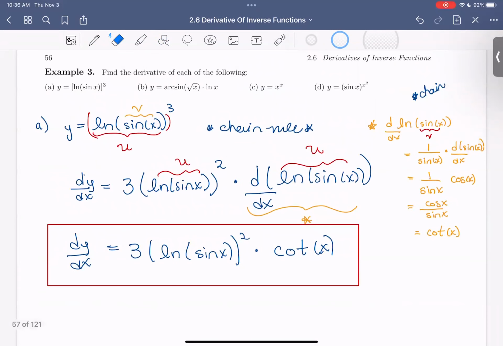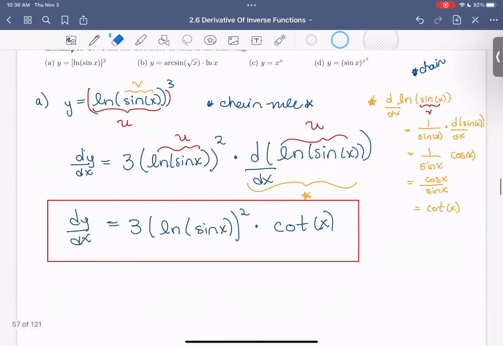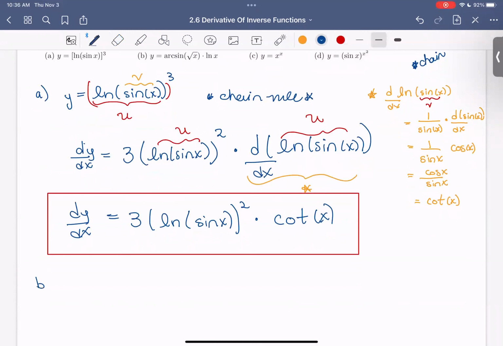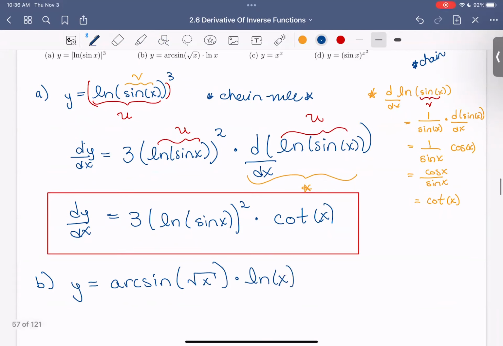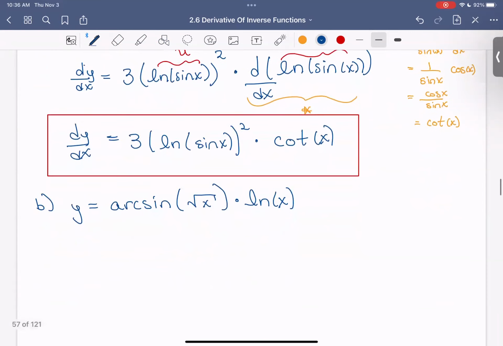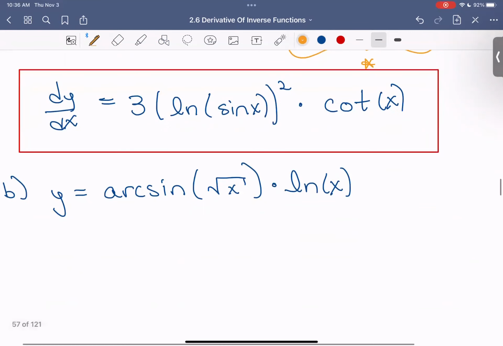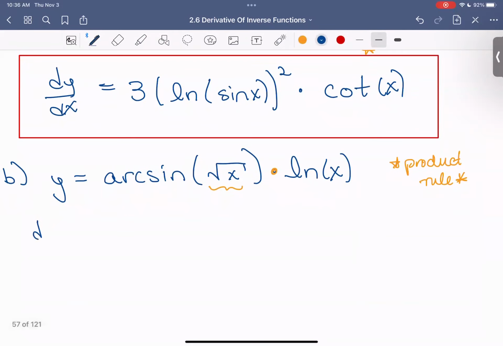Okay, so in part B, we're given the function y equals arc sine of square root of x times ln of x. So notice that our overall operation here, we do have a composition going on, but overall we have a product. So we need to use the product rule. The product rule is going to be our first step in unwrapping this derivative.